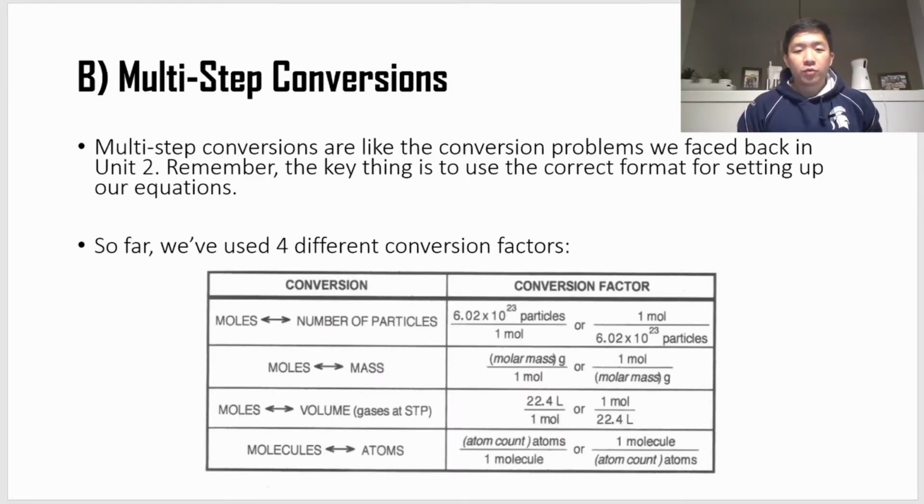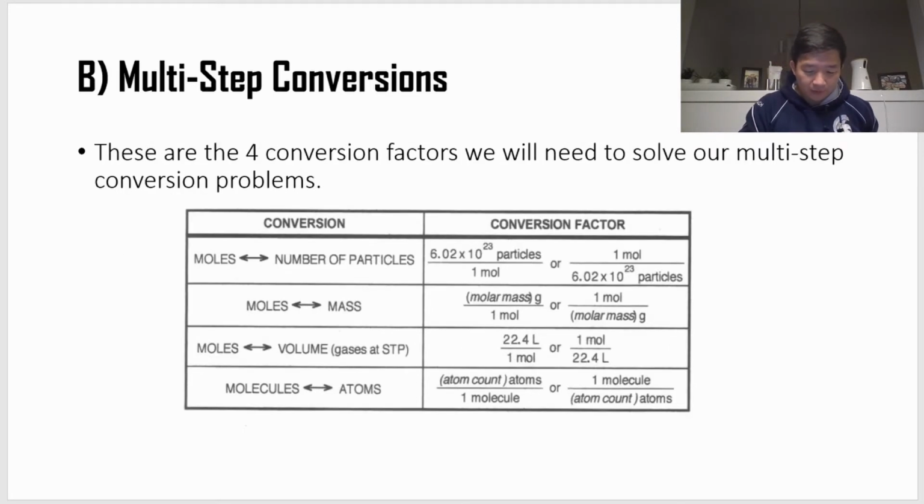With our knowledge of the different conversion factors, we can perform multi-step conversions. These are just like the conversion problems we did back in the earlier lessons. The key thing is to make sure we set these things up. This is a nice summary chart that tells you all the relationships that we looked at. There are 4 conversion factors that we're going to need: going from moles to number of particles, moles to mass, moles to volume, and then molecules and atoms. As we keep practicing the questions on the worksheet, this will become a lot more familiar.